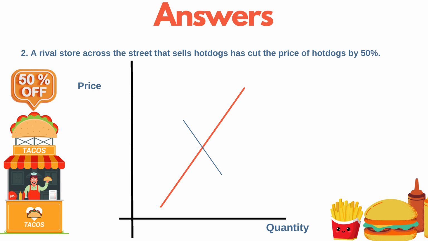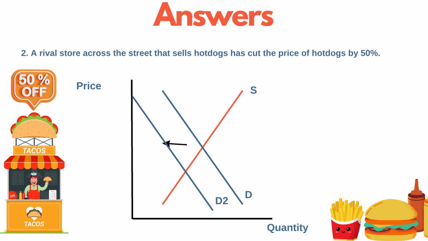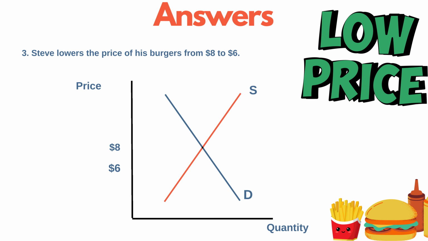Number 2. A rival store across the street that sells hot dogs has cut the price of hot dogs by 50%. Hot dogs are a substitute for hamburgers. Therefore, a decrease in the price of hot dogs will result in an increase in the quantity demanded of hot dogs, as the law of demand states. Since so many consumers are choosing to buy hot dogs, fewer consumers will demand our hamburgers, resulting in a decrease in demand.